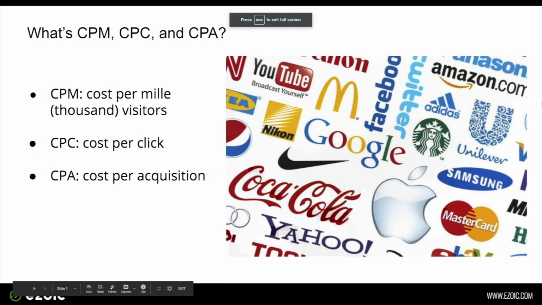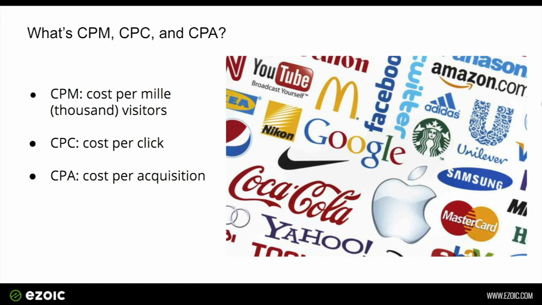Today I'm going to be going over the difference between what a CPM, a CPC, and a CPA is. So, what is the difference between a CPM, a CPC, and a CPA? CPM stands for cost per mille, 1,000 visitors. So mille means 1,000 in Latin, so it's cost per 1,000 visitors. CPC is the cost per click, and CPA stands for cost per acquisition.